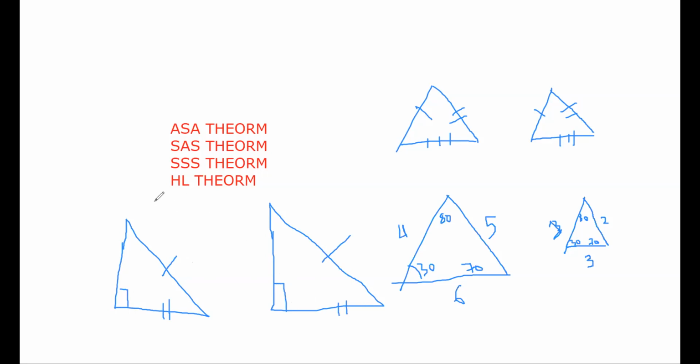So the HL theorem is for a specific kind of triangle, the right angle triangle, when you are sure that this angle is 90. HL means if the hypotenuse in one triangle is congruent and equal to the hypotenuse of the other triangle, and one of the two legs is equal, then you are sure that these two triangles are congruent.